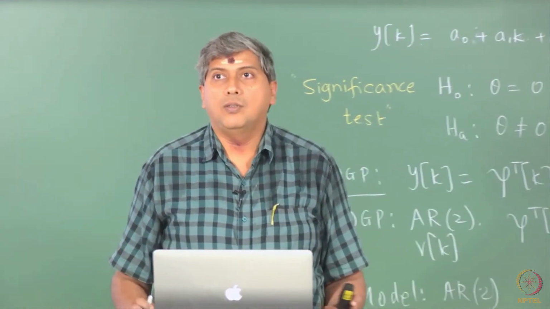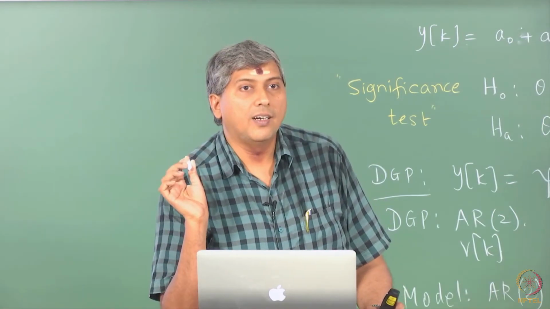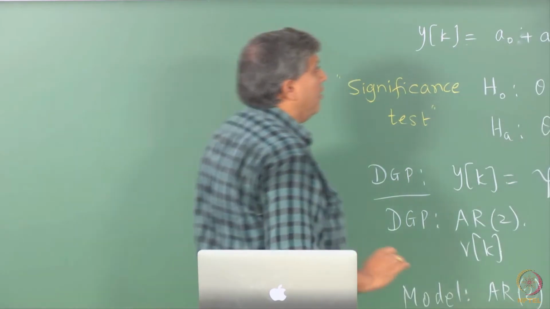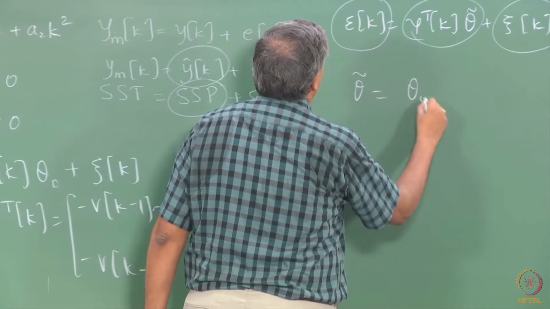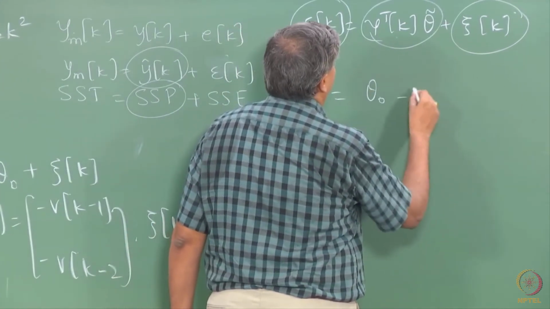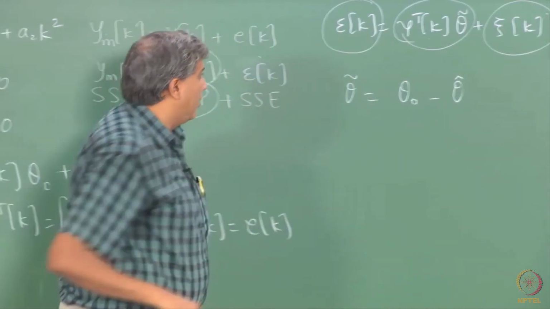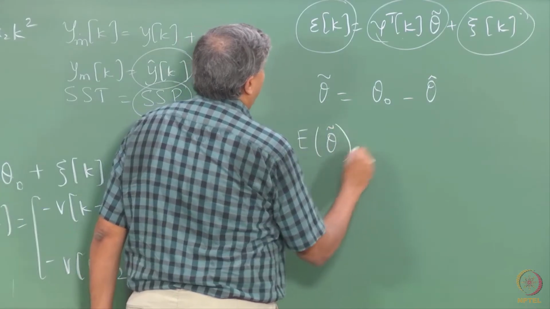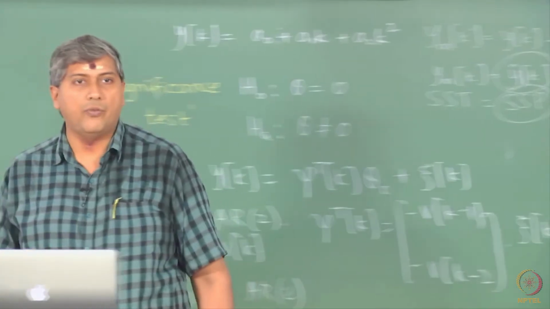Now, the object of interest to us is theta tilde, because we know that, for example, if I want unbiased estimates, you can define it either way, theta hat minus theta naught or theta naught minus theta hat. We want the expectation of theta tilde to be 0 if I want unbiased estimates.